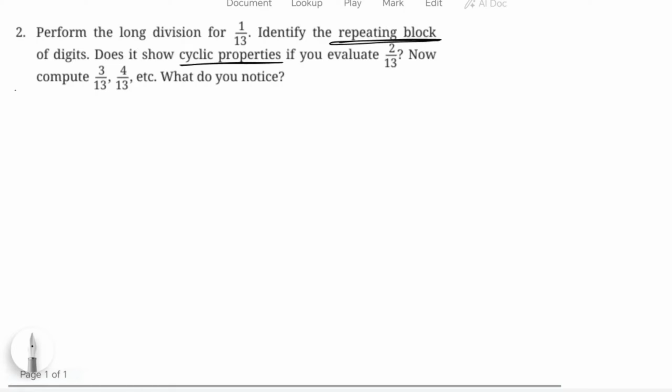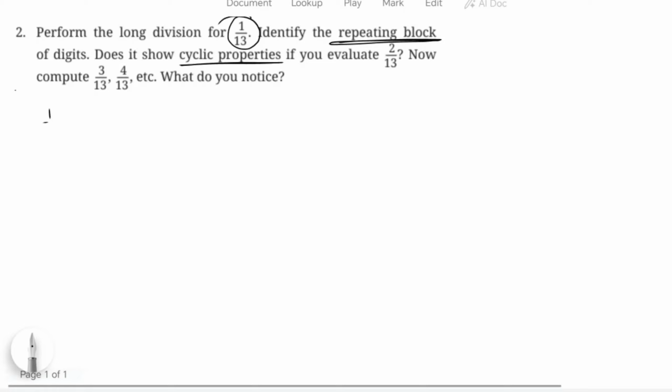Evaluate 2 by 13, now compute 3 by 13, 4 by 13, etc. We need to evaluate each one of these, and we can take extra also. What do you notice? We have to write what we observe after doing that. First we will start by dividing 1 by 13. That is the long division method.